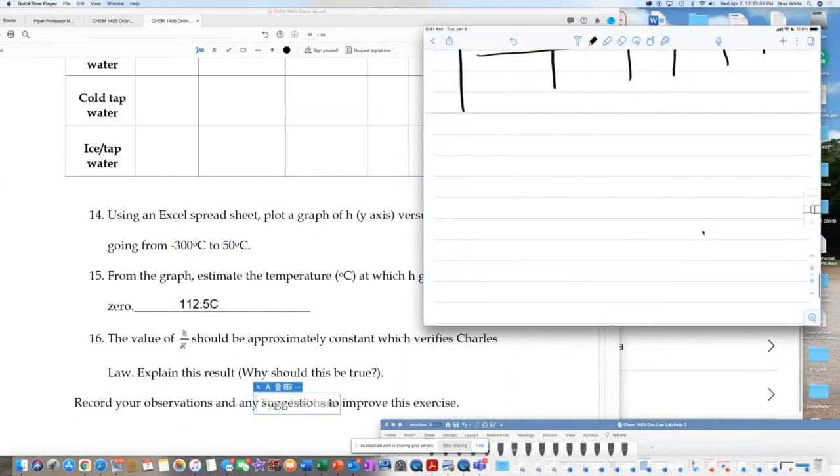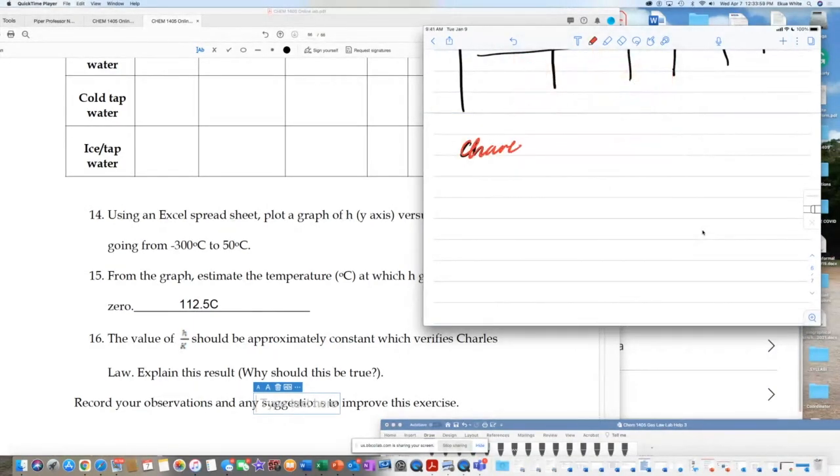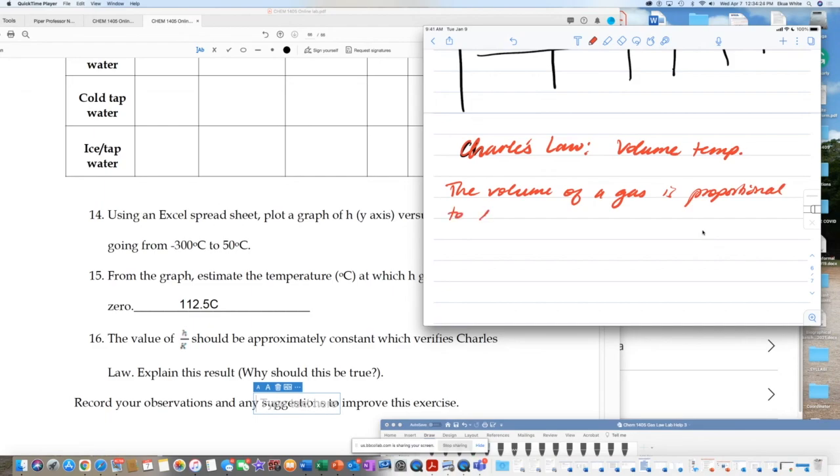But since we know it's Charles' law, I'll pick up where we left off on Charles' law and add to it so you can understand how this works out. Charles' law talks about volume and temperature, right? So I'm going to add to it to help us get to that conclusion. Charles' law said the volume of a gas is proportional to its absolute temperature. So I need to add this word, absolute temperature.